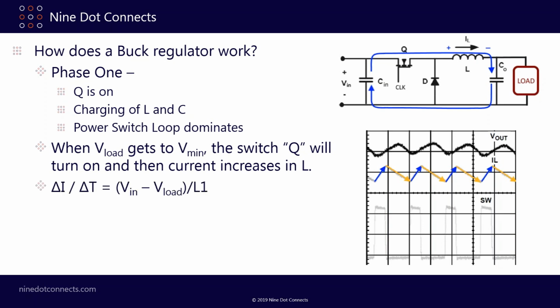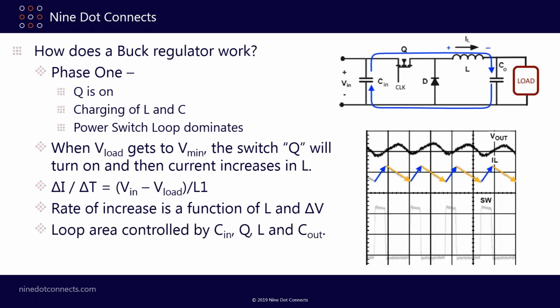The equation that you're going to want to understand is that the change in current per unit time is a function of the difference in voltage across the inductor and the inductance itself. This rate of increase, being a function of L and the change in voltage, is going to be problematic for you, because it is this super fast rate of increase on the leading edge of these switches that's going to be creating all your problems.